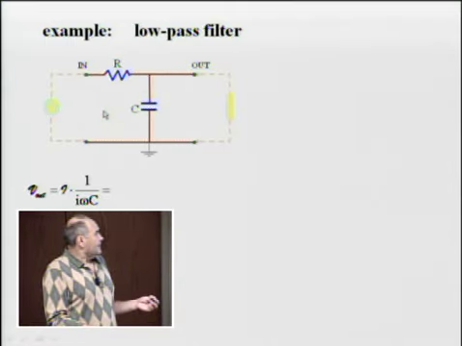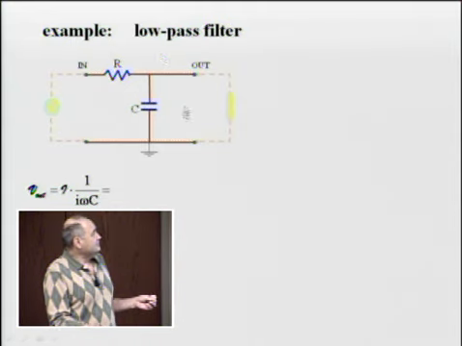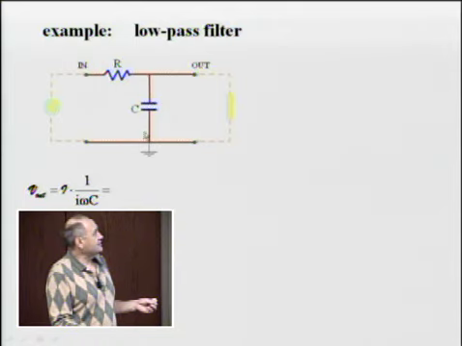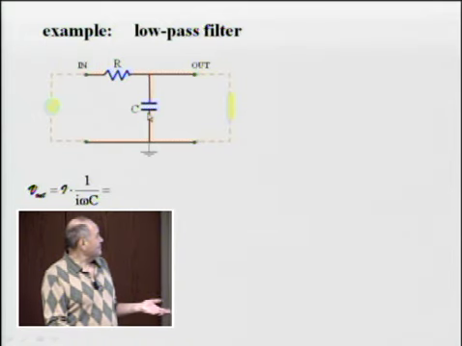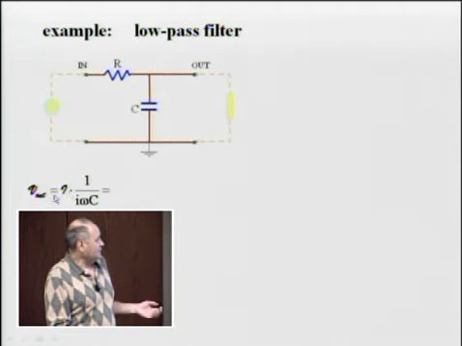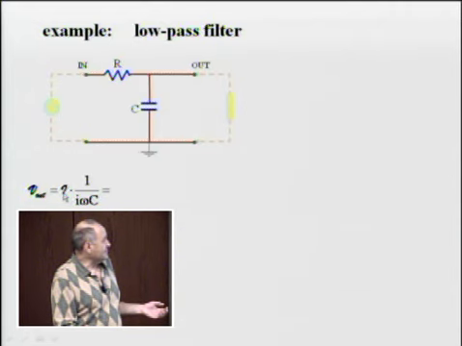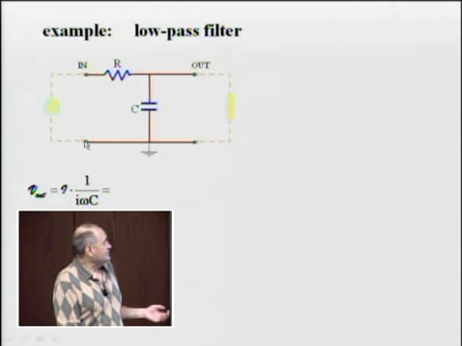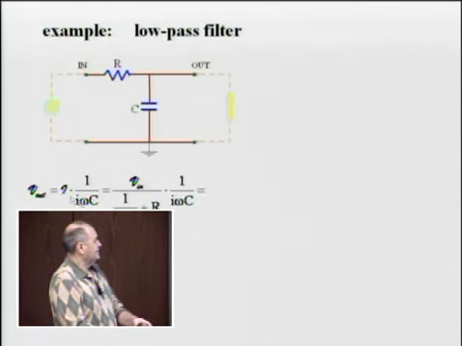So I can find easily the equivalent complex impedance of this system, because it will be the complex impedance of the resistor plus the complex impedance of the capacitor. And when I have the complex impedance of the system, I can relate the complex current flowing in the system with the complex voltage across the input. All right, so I'll do that.